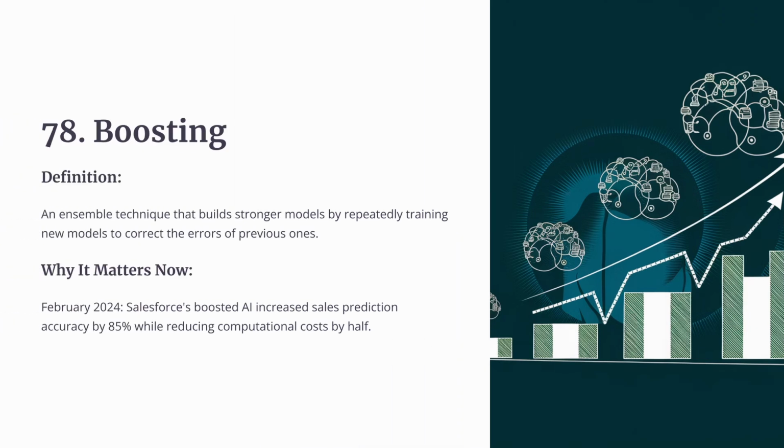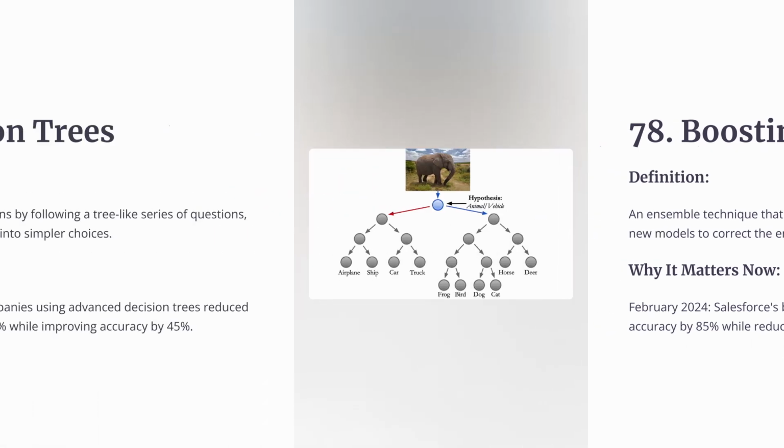Boosting is an ensemble technique that builds stronger models by repeatedly training new models to correct the errors of previous ones. Imagine a team where each new member specializes in handling the cases where previous members struggled. Salesforce's breakthrough shows how effective this is. Their sales predictions are now so accurate, they're helping businesses plan inventory with unprecedented precision.